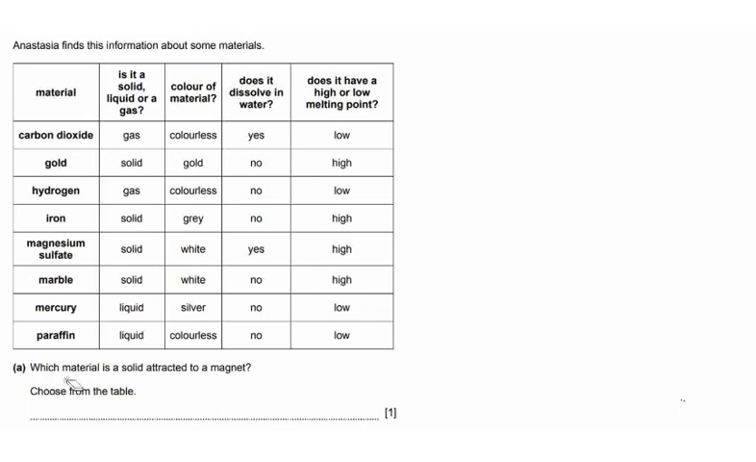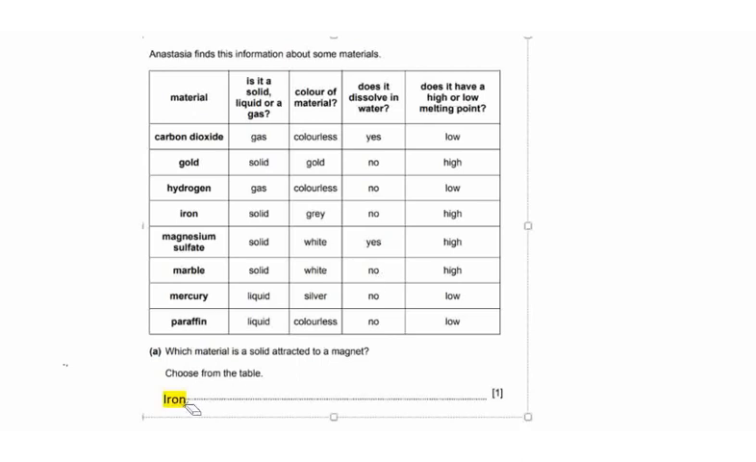Question A. Which material is solid and attracted to a magnet? Choose from the table. You will be given 10 seconds from now. If you still need more time, you can pause the video for a while. We'll go to see the discussion now. The answer is iron, because iron is attracted to a magnet.